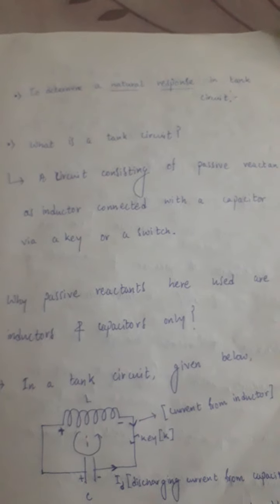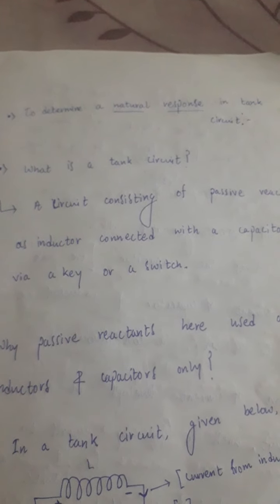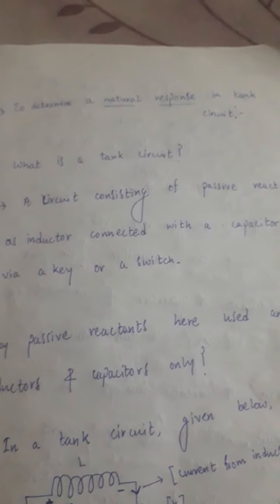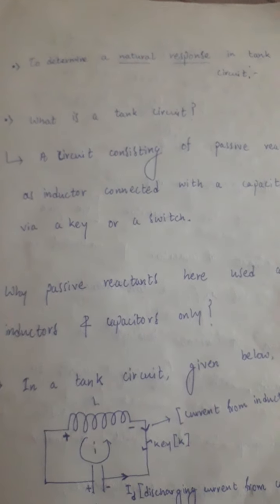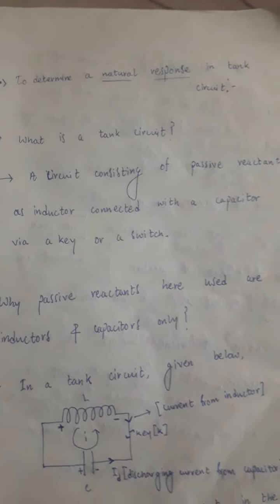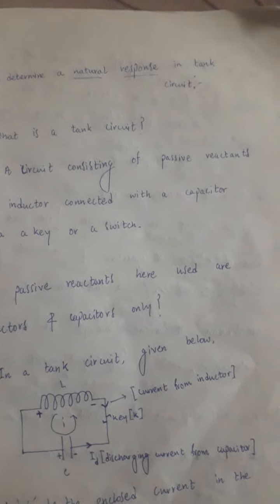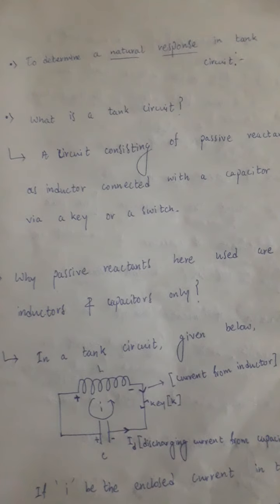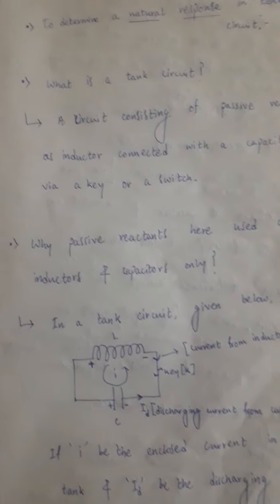Hi guys, I'm Sharambor Mukherjee, and here I'm going to discuss how to determine a natural response in a tank circuit. At first, we have to know what a tank circuit is. What is a tank circuit? A circuit consisting of passive reactants, an inductor connected with a capacitor via a key or a switch.